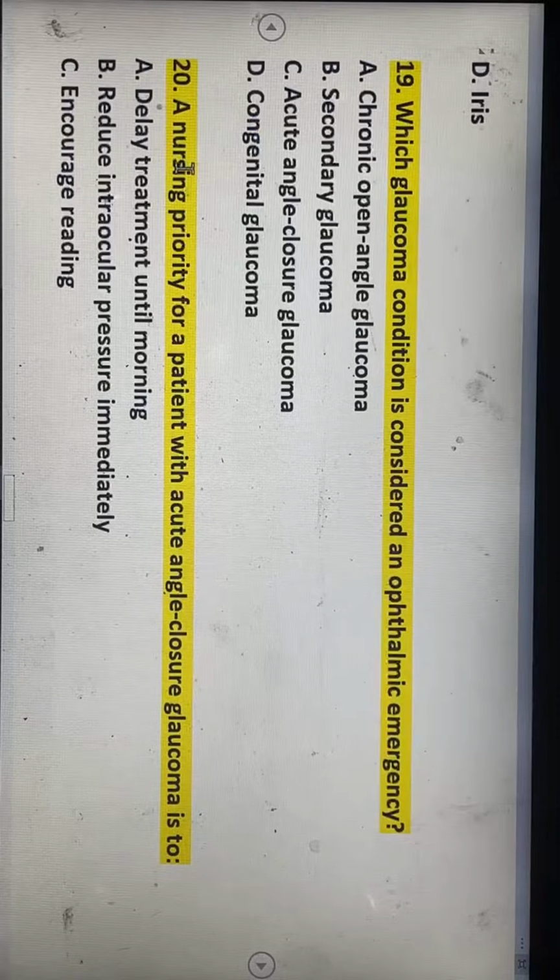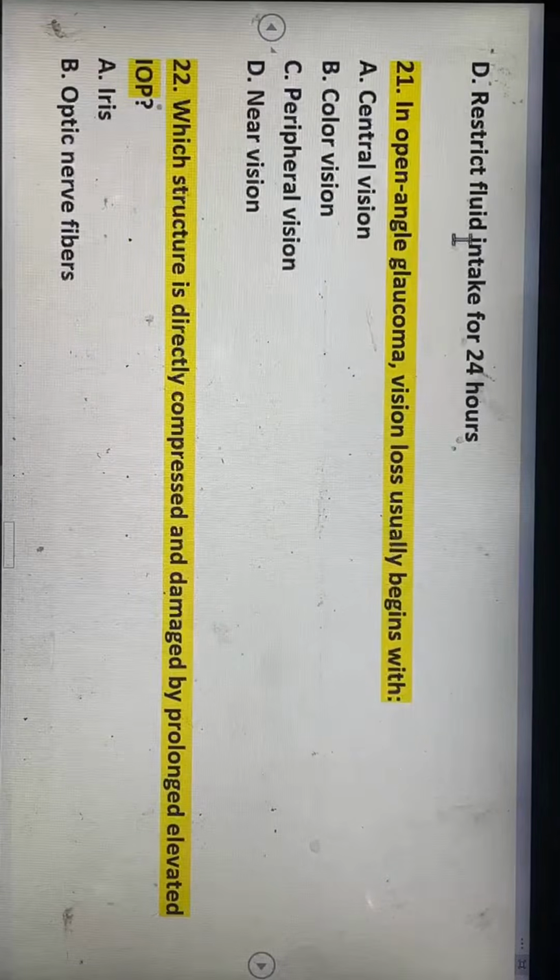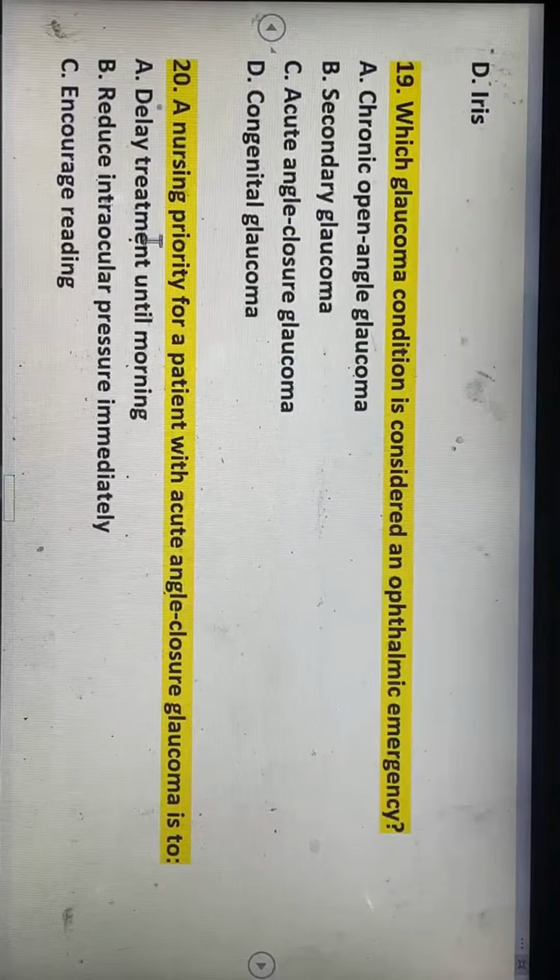Number 20. A nursing priority for a patient with acute angle closure glaucoma is to A. Delay treatment until morning. B. Reduce intraocular pressure immediately. C. Encourage reading. And D. Restrict fluid intake for 24 hours. So, what is the nursing priority for a patient with acute, that's an ophthalmic emergency, angle closure glaucoma?